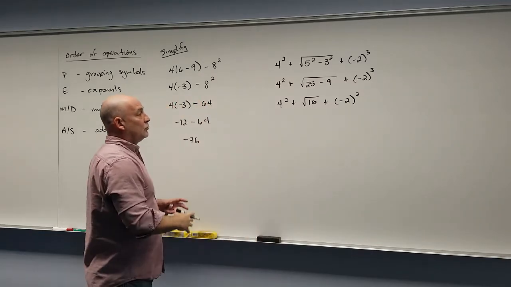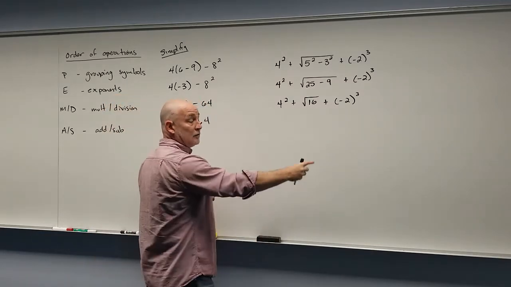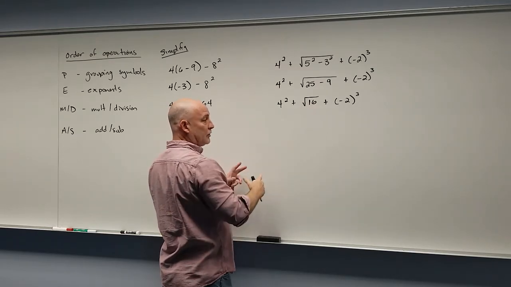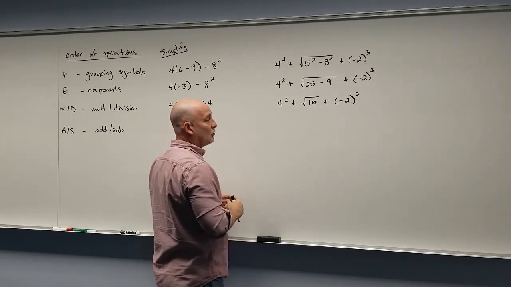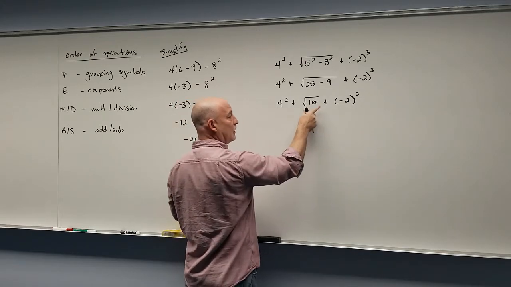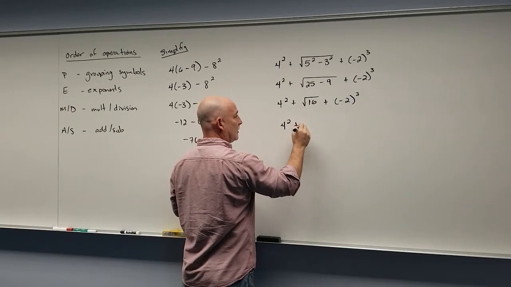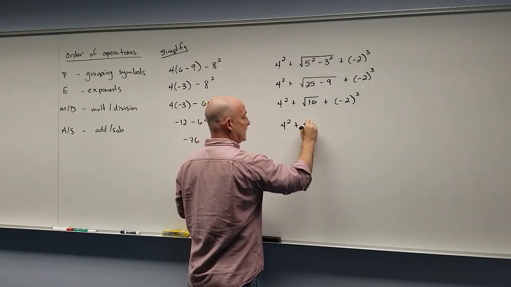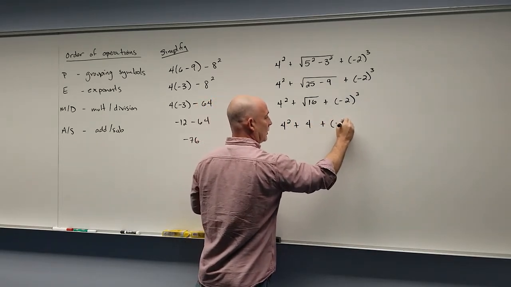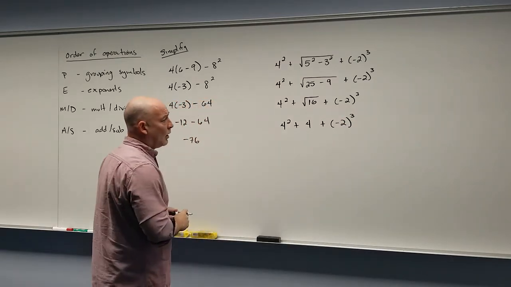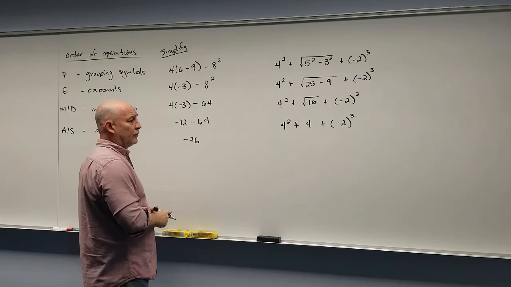All right, so normally we would be done with our grouping symbol here because we have it down to one number. However, the square root is slightly different than the normal grouping symbols like parentheses because the square root is telling you to do something. So we still have one more step to do there. The square root of 16 is 4 because 4 times 4 is 16. All right, now we don't have any more grouping symbols.